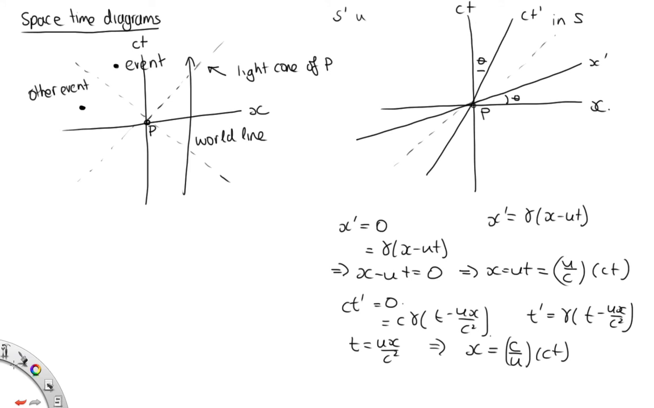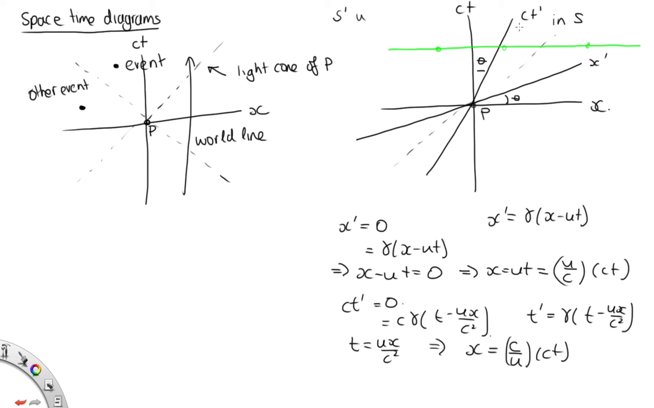Now what we can do is use this space-time diagram to consider simultaneous events. Simultaneous events are events that happen at the same time. So for an event to be simultaneous in S, it will have to happen at a constant time in S. So any events that happen along this line here all happen at the same time, and so would be called simultaneous.